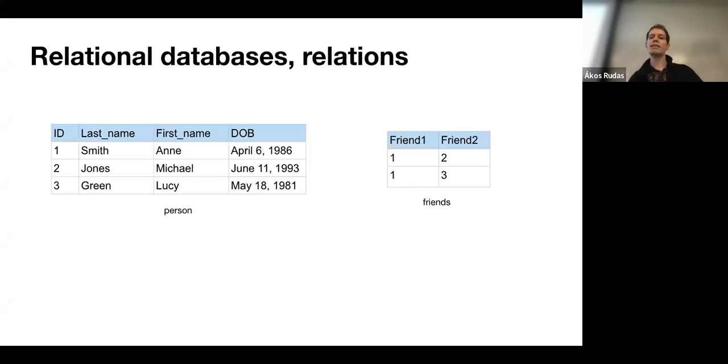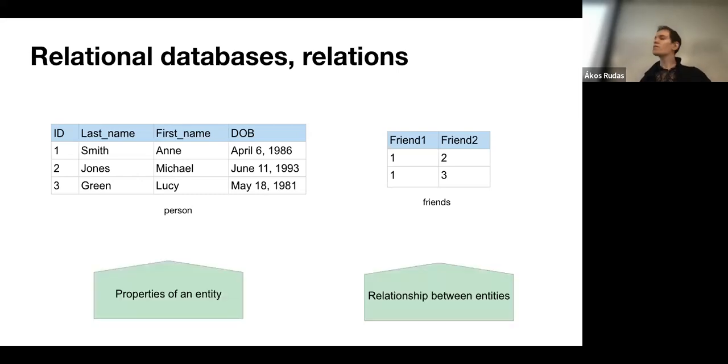And you can clearly see that now if we remove the second row from the friends table, we will still have Lucy's birthday stored in the person table. So far, so good. So again, one table contains properties of an entity, and another one contains a relationship between entities.